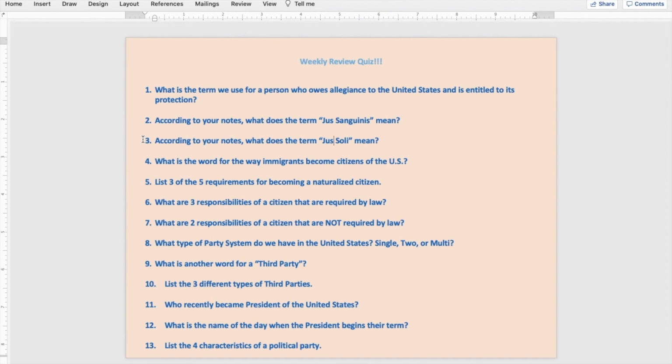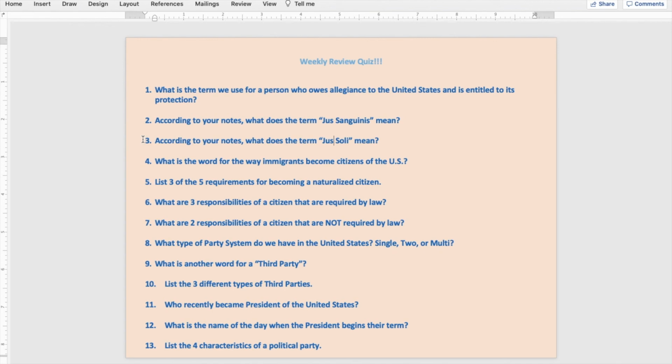Number 5, 3 parts to number 5. List 3 of the 5 requirements for becoming a naturalized citizen. You don't have to list all 5, just list 3. Number 6, what are 3 responsibilities of a citizen that are required by law? Meaning if you're a citizen, you have to do this. Number 7, what are 2 responsibilities of a citizen that are not required by law? Meaning you don't have to, but it makes you a good citizen.